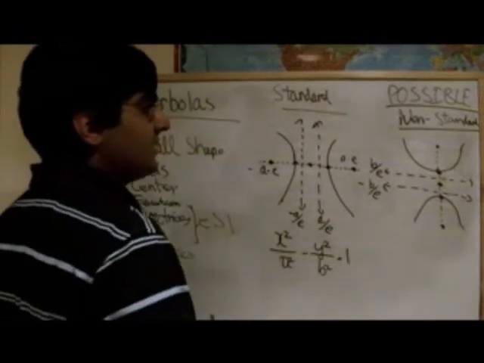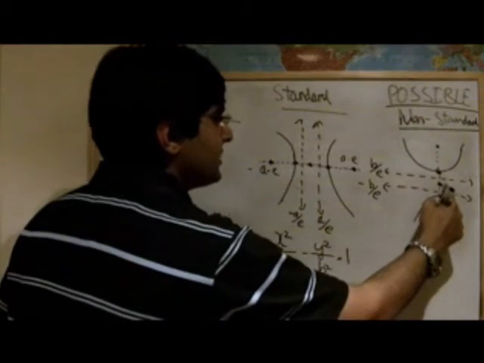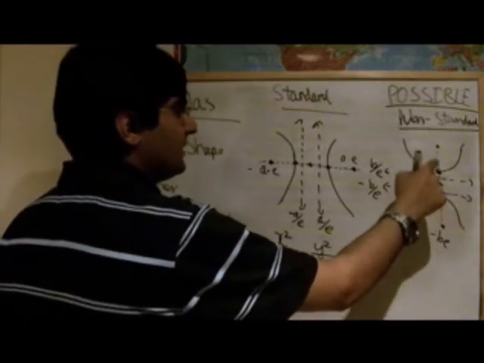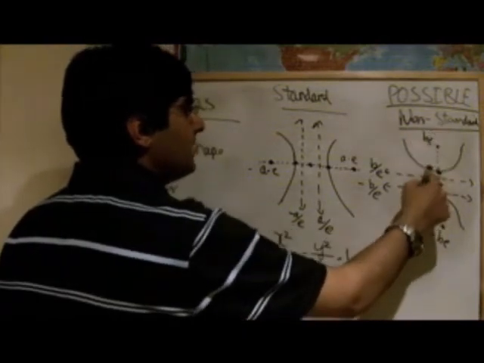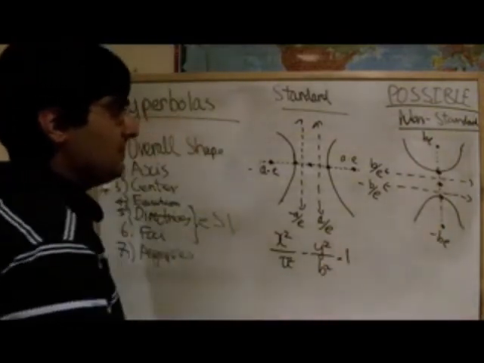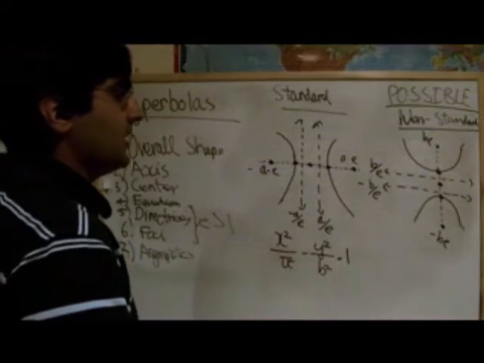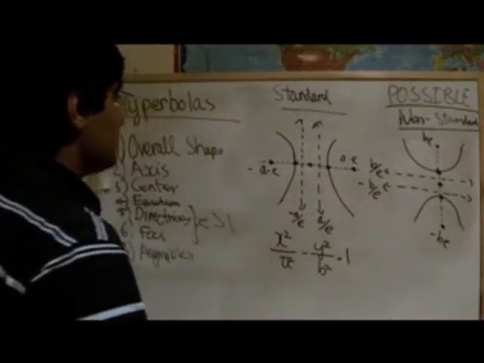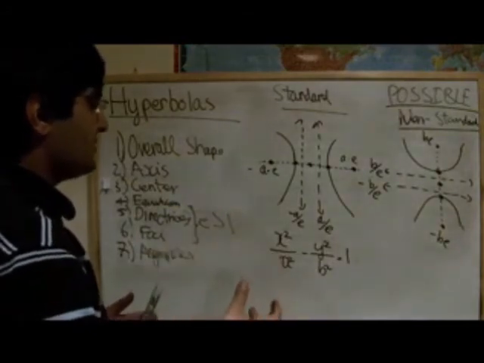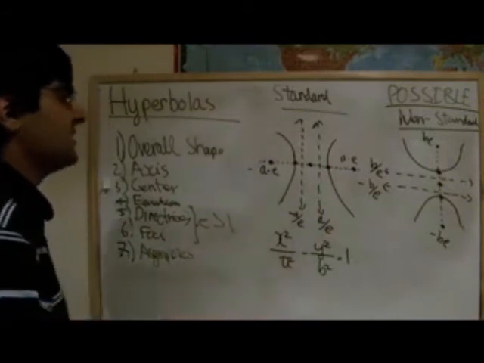In this case, the foci would be B times E units below the center in this direction, and the other focus would be B times E units above the center in this direction. And we're using B in this case, obviously, because as we mentioned, B refers to half the length of the axis of the hyperbola. So now we've discussed the basic shape of the hyperbola, the axis, the center, and some of the features of directrices, axes, and foci. There's only one axis in the case of the hyperbola.